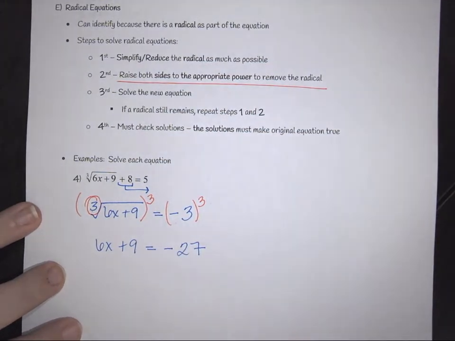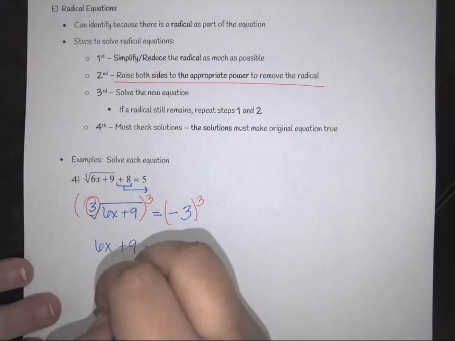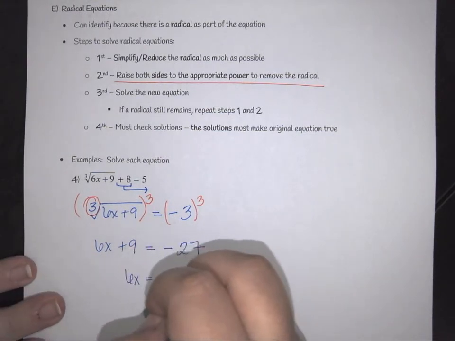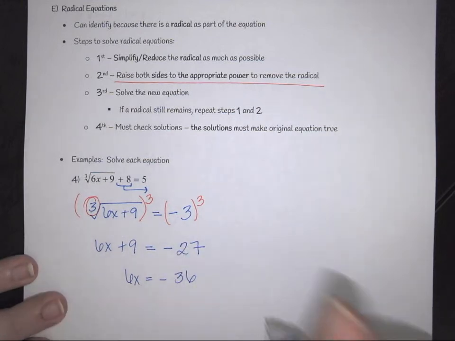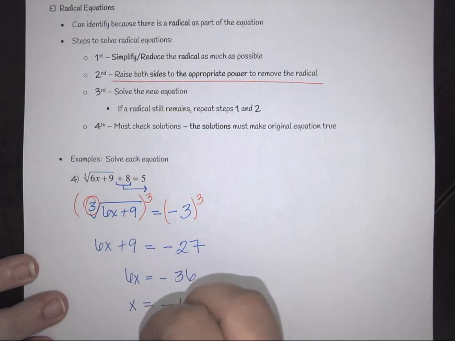Now all you have to do is solve for x. So we have negative 27 minus 9, which is going to give you a negative 36. So my 6x equals negative 36. Divide everything by 6 and you get that x equals negative 6.